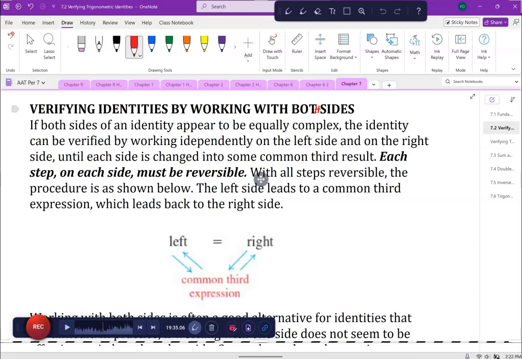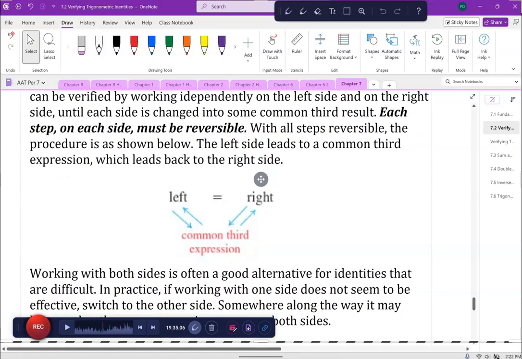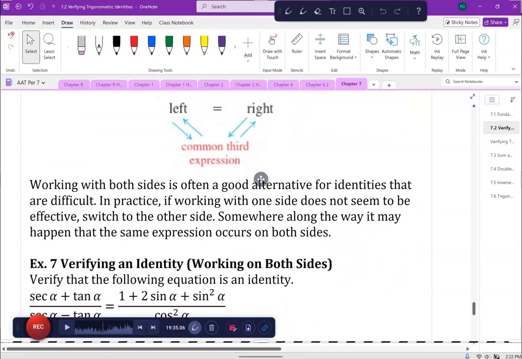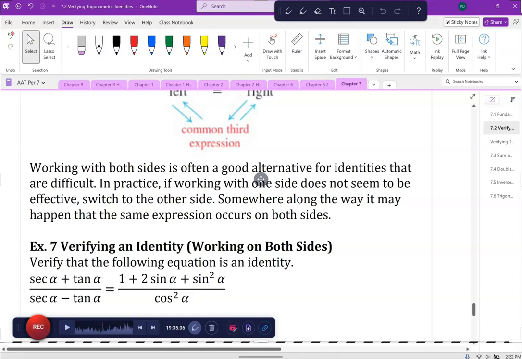If both sides of an identity appear to be equally complex, the identity can be verified by working independently on the left side and the right side until each side is changed into some common result. Each step on each side must be reversible. With all steps reversible, the procedure is shown below. The left side leads to a common third expression, which leads back to the right side. So working with both sides is often a good alternative for identities that are difficult in practice. If working with one side does not seem to be effective, switch to the other.